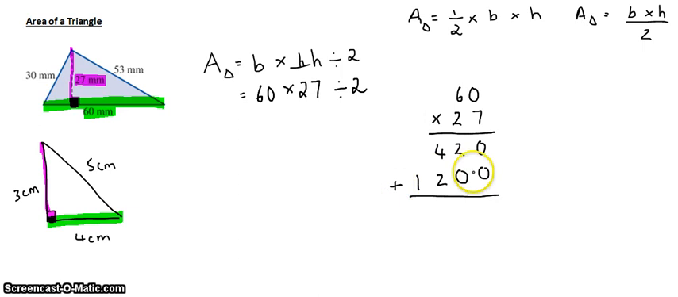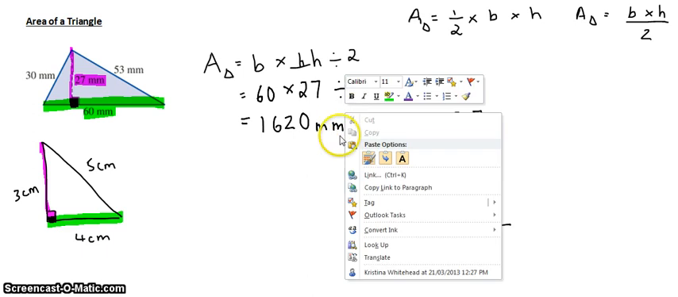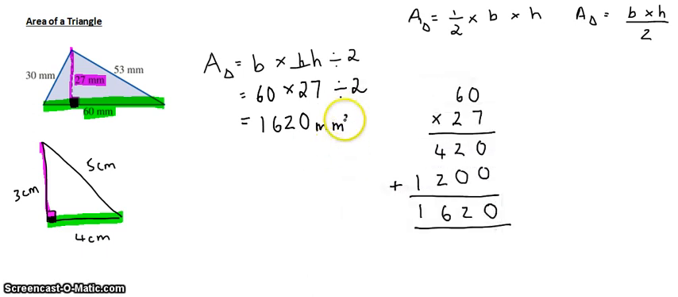And I add them together, and I get 0 and 0 is 0, 2 and 0 is 2, 4 and 2 is 6, and 1 here is 1. So my answer is 1,620 millimeters squared. Millimeters squared. And that would be it for the area of a triangle.